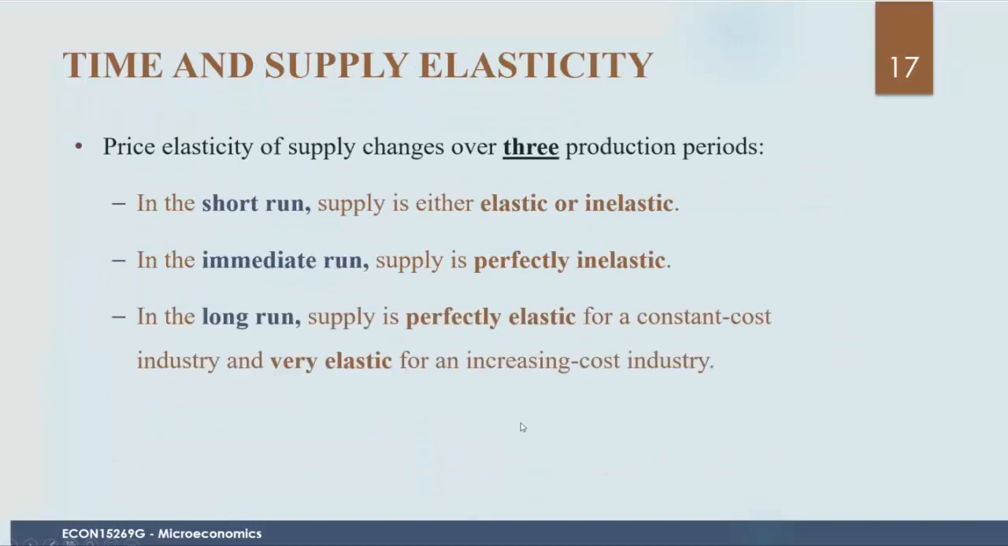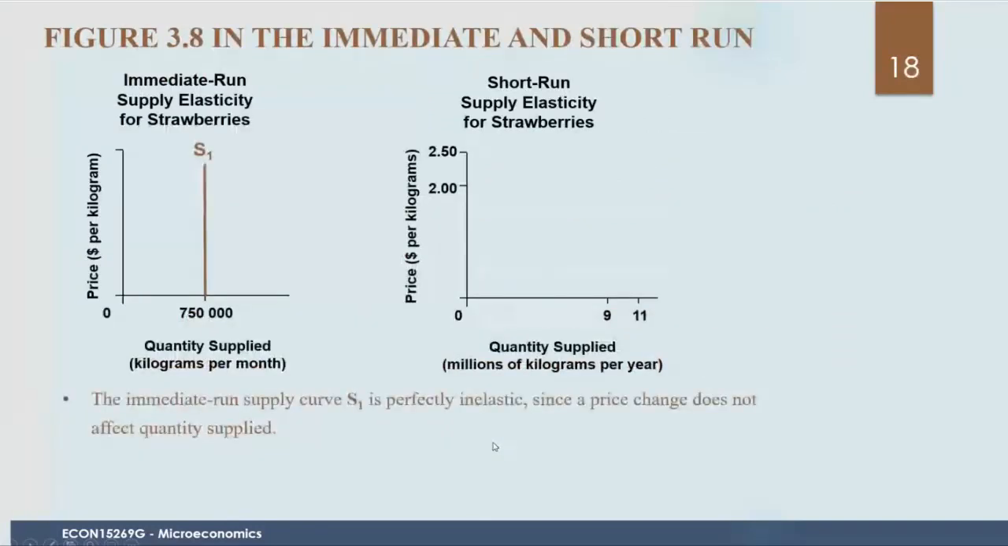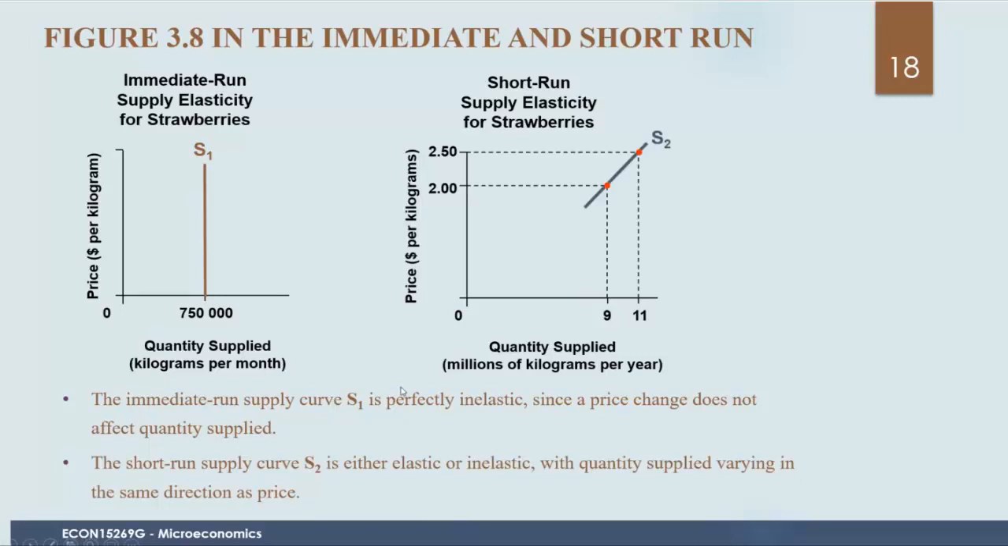Basically, in the immediate run, or that day or market period, we would represent the supply curve with a vertical, perfectly inelastic supply curve, because the quantity is fixed. But as time passes, it will be more elastic.